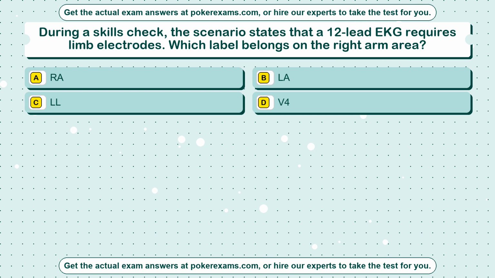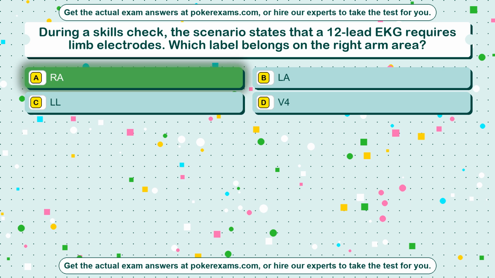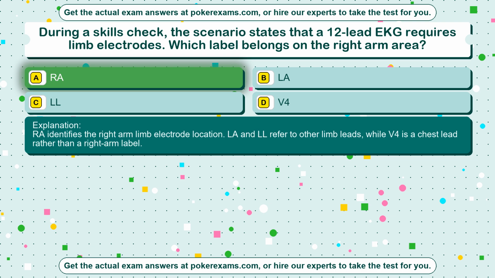Question 85. During a skills check, the scenario states that a 12-lead EKG requires limb electrodes. Which label belongs on the right arm area? Option A, RA. Option B, LA. Option C, LL. Option D, V4. The correct answer is option A, RA. RA identifies the right arm limb electrode location. LA and LL refer to other limb leads, while V4 is a chest lead rather than a right arm label.